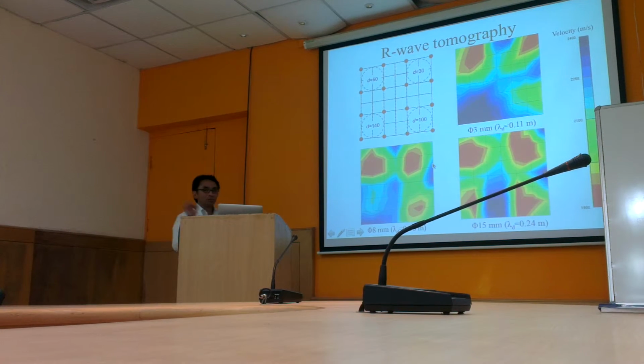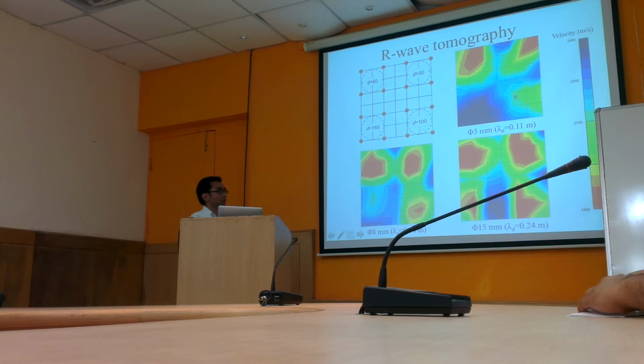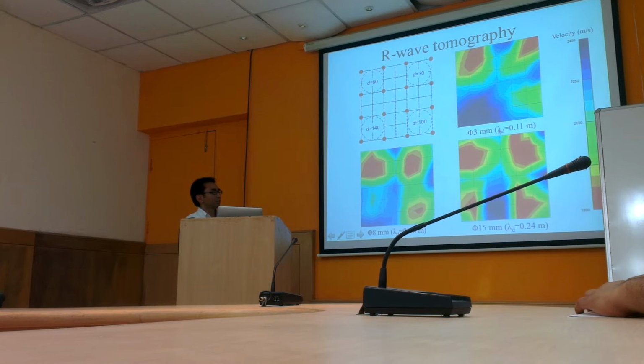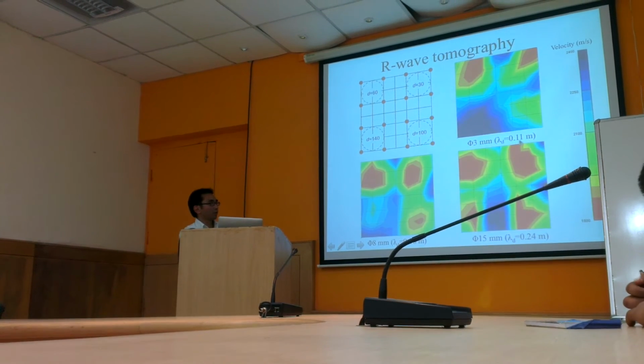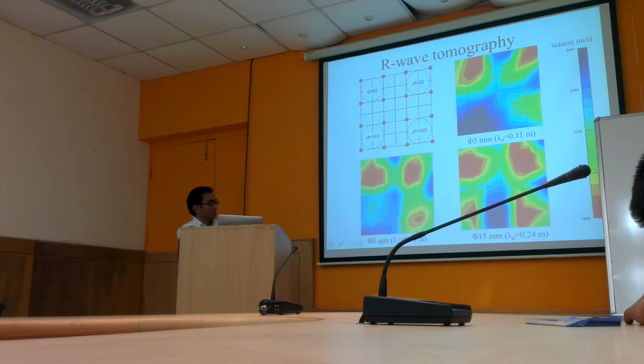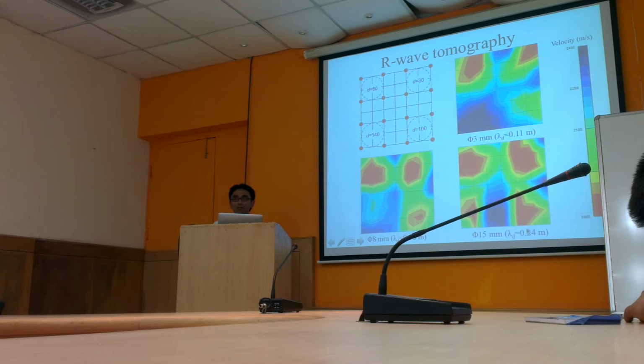We use 3 types of ball hammer because different ball hammers will generate different source frequency. So for the 3 mm, the penetration depth estimated, based on theoretical calculation, is about 0.11 meter. Then by increasing the size of the steel ball from 8 to 15, you are actually increasing the wavelength, which means that the penetration depth is increasing.